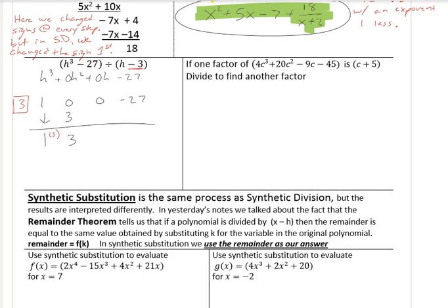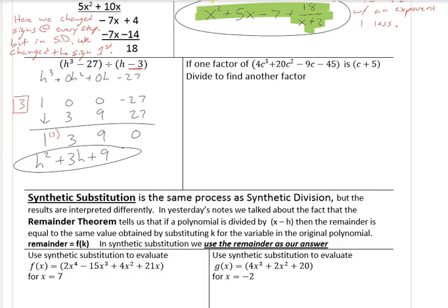Multiply by the number in the box, 3 times 3 is 9. Add down is 9. Multiply by the number in the box. 9 times 3 is 27. 27 minus 27 is 0. Which means I have h squared plus 3h plus 9 plus a 0 over h minus 3. And so this isn't needed because it's a 0. There's your answer.